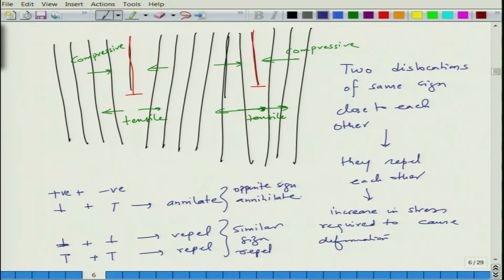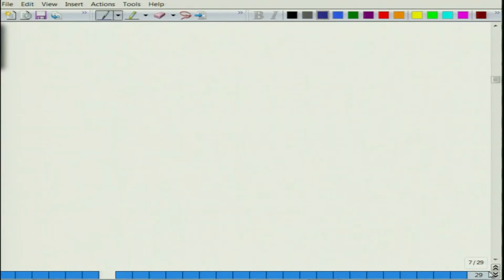So, this leads to an increase in the stress that is required to cause dislocation motion, but there are other methods as well. So, imagine for example, if you take HCP crystals.